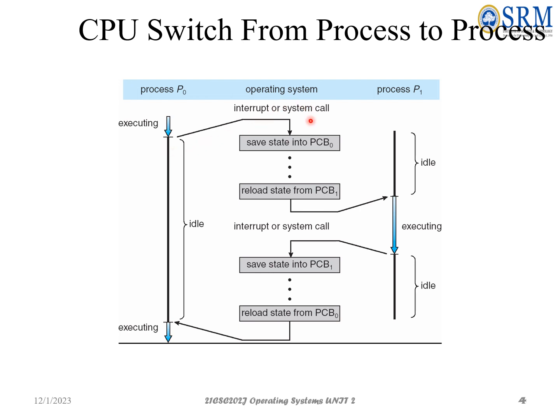The process 0 state is saved in PCB 0, and process 1 is reloaded for execution. Once process 1 completes its execution, its state is saved in PCB 1, and then it reloads process 0 from its PCB, and process 0 starts its execution. So it switches the process from process 0 to process 1 for execution, and after completion of process 1, it switches again from process 1 to process 0. This is actually a context switch.